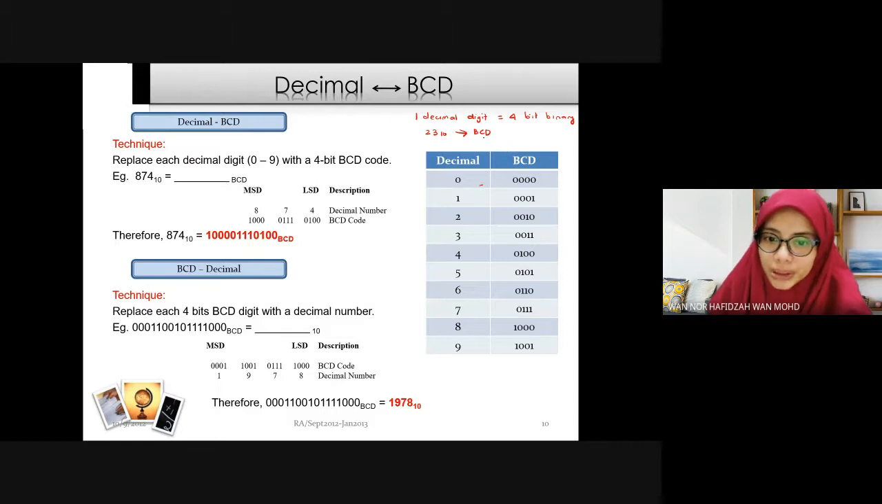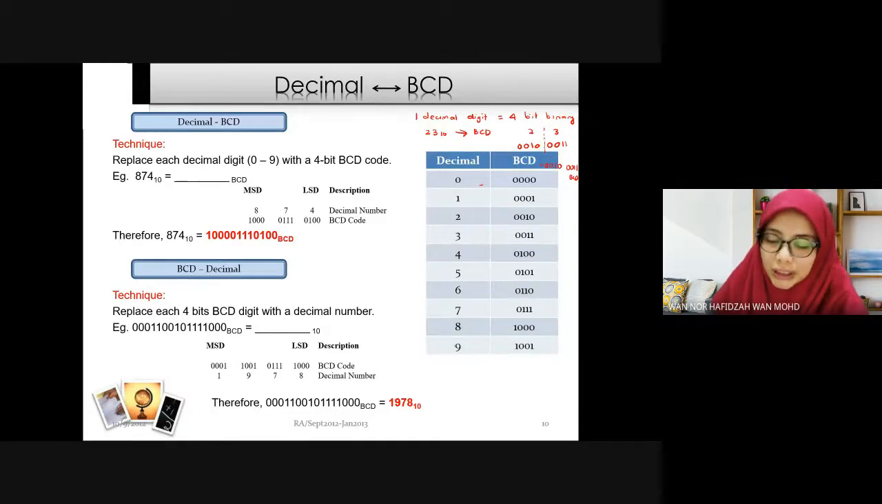So what we need to do is, I usually separate each digit and put it in a column, like this. 23. And then each of these decimal digits must be represented by 4-bit binary. So 3 is 0011, 2 is 0010. So the answer is 00100011 BCD. So that is how we do it.